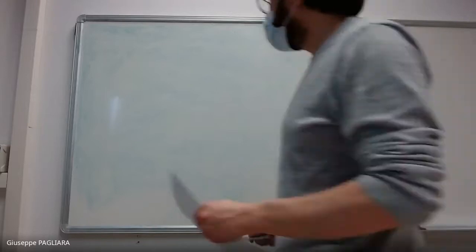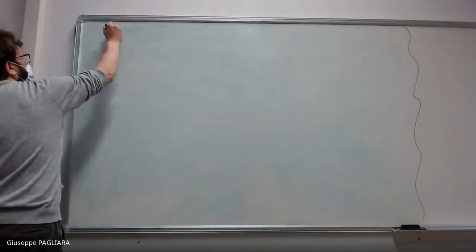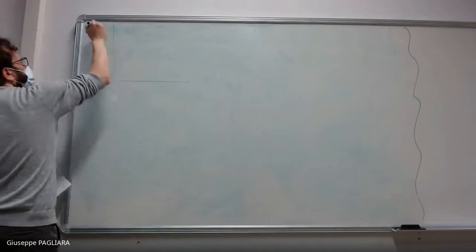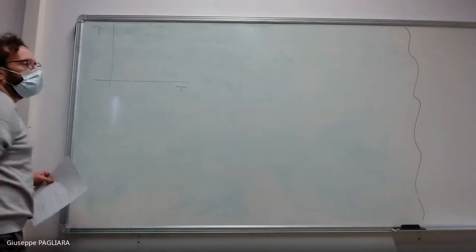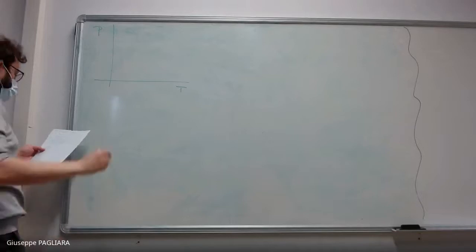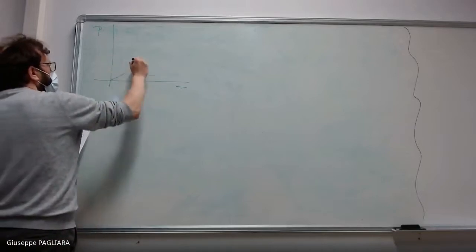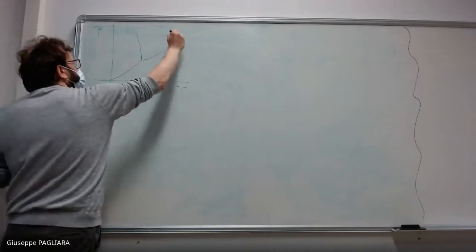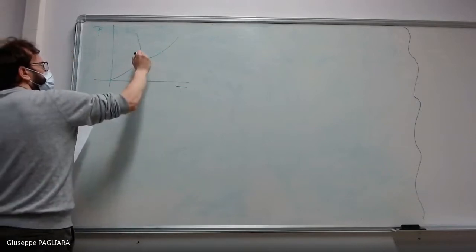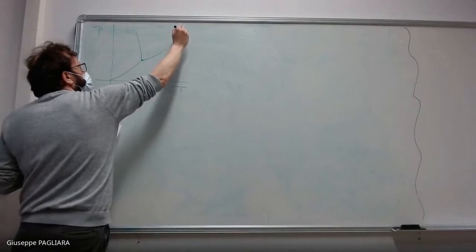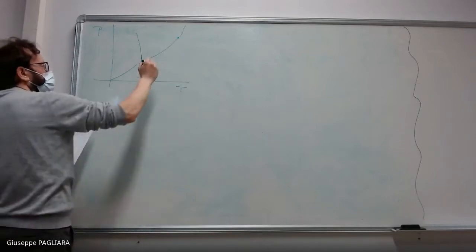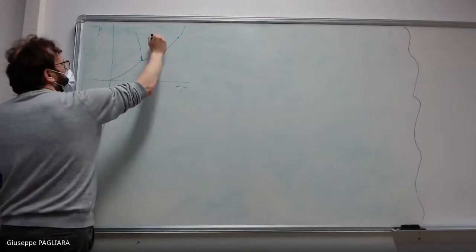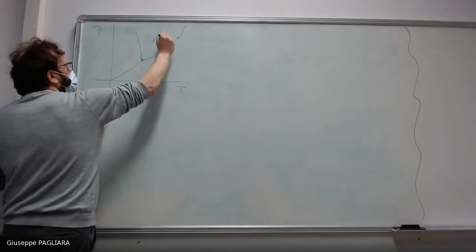Okay. So just to make the comparison a little bit more clear, when I was plotting the phase diagram of water, well, we had something like this, no? This is the triple point. This is the critical point. Here we have P versus T. This is the liquid, gas.